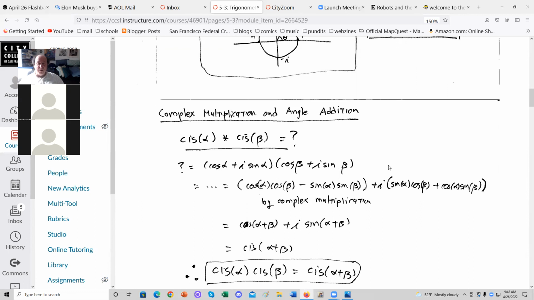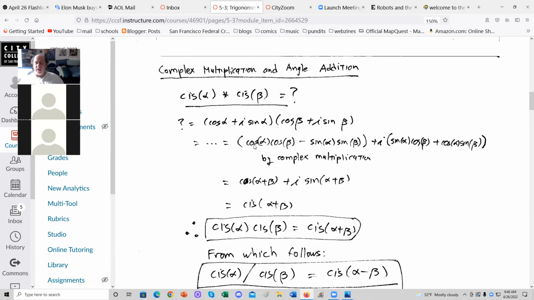Now after a bunch of complex arithmetic, which I won't bother going over, it's fairly easy, we get cos alpha cos beta minus sine alpha sine beta, minus because we have an i squared. And then i sine alpha cos beta plus i cos alpha sine beta, so this is the imaginary part. Now here's the thing. Cosine cosine minus sine sine, and sine cosine plus cosine sine should be familiar to you. We saw them earlier in the angle addition formulas for cosine and sine.